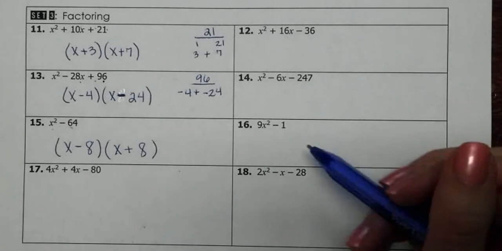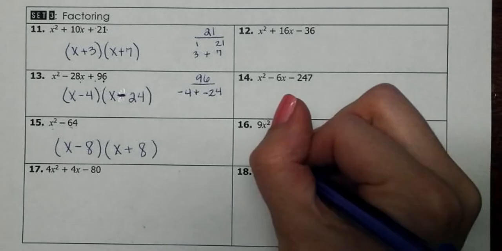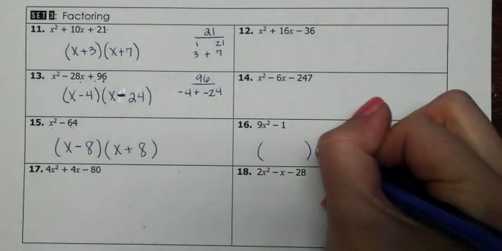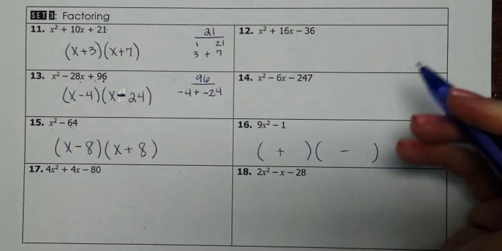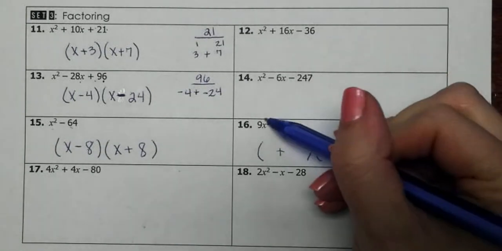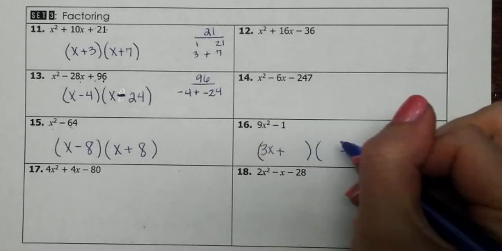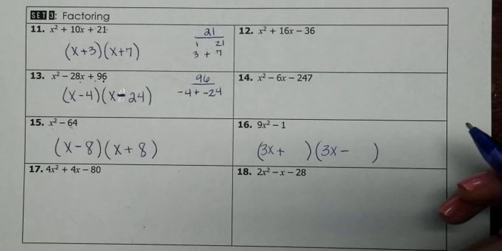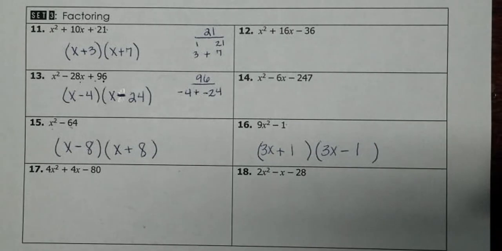Okay, works the same way on number 16. You're going to have a plus, and you're going to have a minus. The square root of this 9x squared is going to be 3x. 3x times 3x will give me 9x squared. The square root of 1 is just 1. Okay?